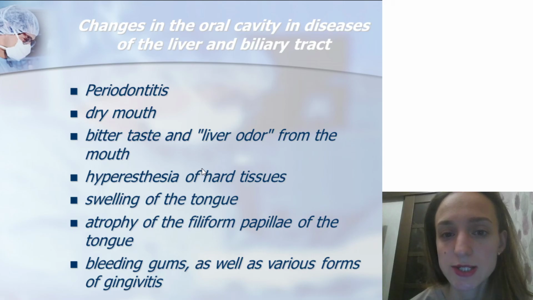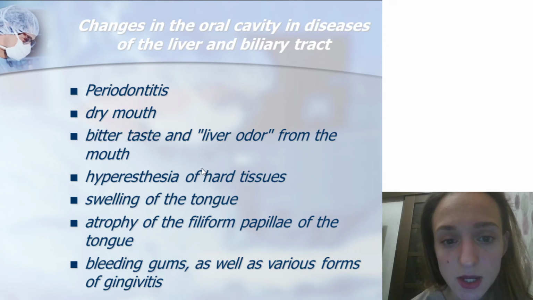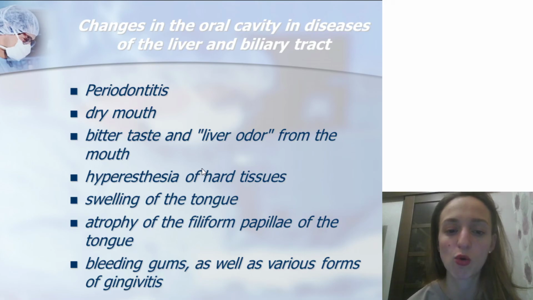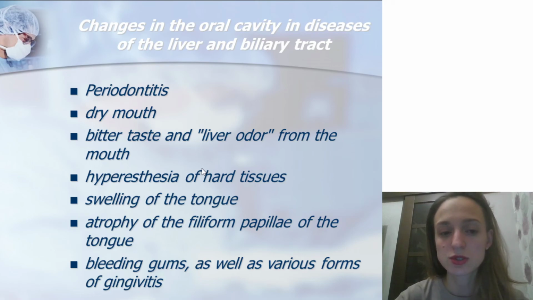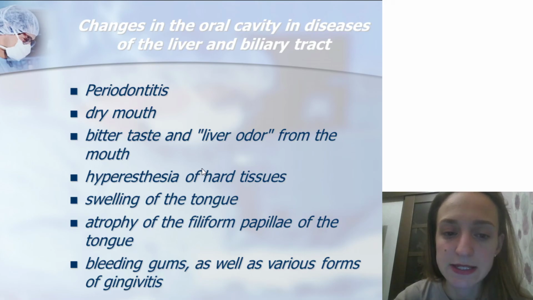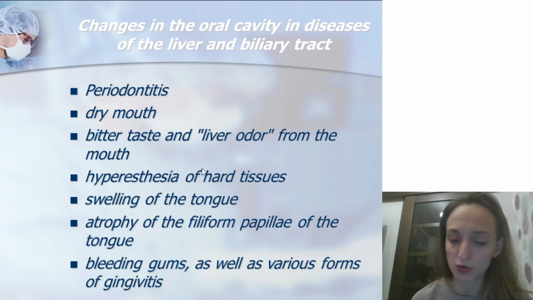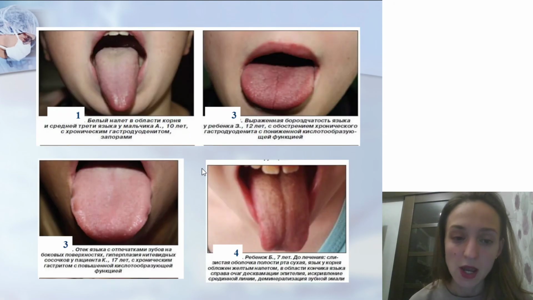Then changes in the oral cavity in diseases of the liver and biliary tract. It is periodontitis, dry mouth, hyperesthesia of hard tissues, blisters, bitter taste and liver odor from the mouth. Then swelling of the tongue, atrophy of the filiform papillae of the tongue, and bleeding gums, as well as various forms of gingivitis.